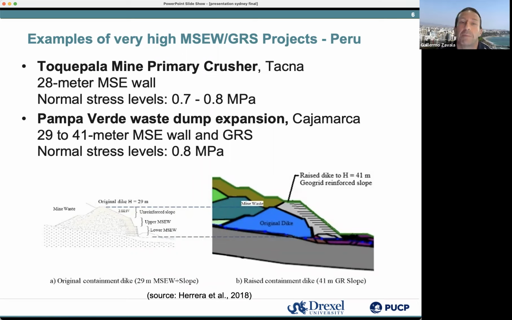And the Pampa Verde waste dam expansion is a little bit different because it used to have an upper and lower MSE wall with an unreinforced slope for a waste dump. And then they had to find a solution, which was to grow it up a lot more. So they made a geogrid reinforced slope up to 41 meters of height, so they can put the waste behind.